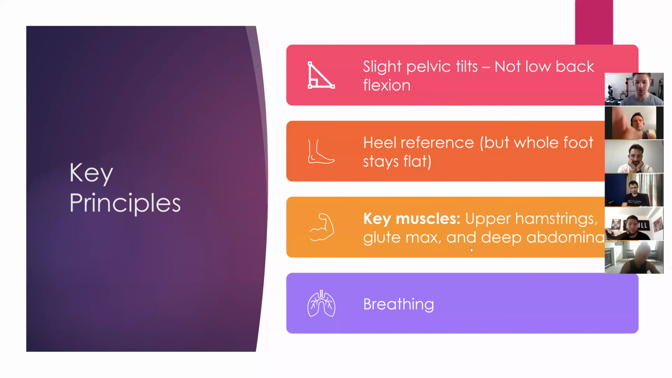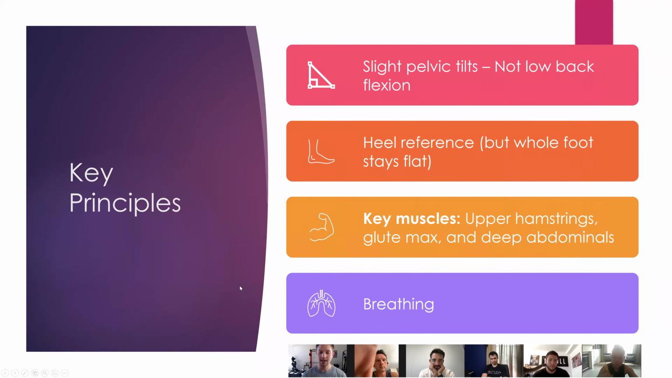The key principles for this are, we want to get some slight pelvic tilts. I'm not cueing a ton of low back flexion. I'm cueing a slight pelvic tilt, because it's not the same thing. A lot of people think, and I'll demonstrate this in a second, a lot of people think lumbar flexion is synonymous with the pelvic tilt, and it's not. We want to make sure that we're getting a lot of heel reference, because a lot of these people are stuck on their toes, they're stuck forward.